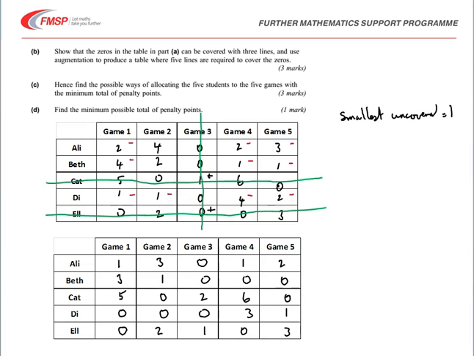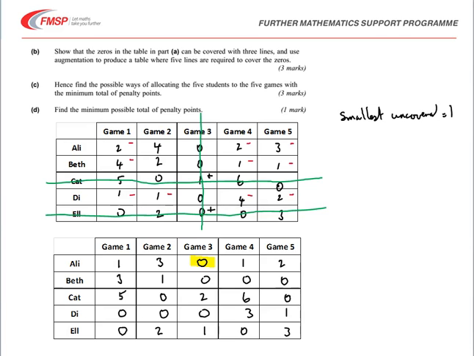And it says find the possible number of ways of allocating the students to the 5 games with the minimum total penalty points. Well, clearly, if we look at the top row, then Ali must be allocated game 3, which is where the 0 is in that row. So that is 1 zero. Once we've done that, if we look at the other rows and columns, we've now got some choices that we can take.